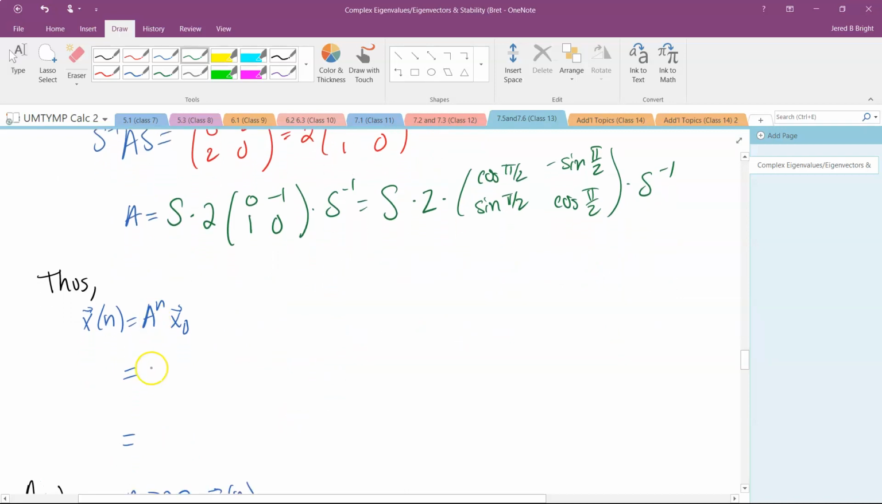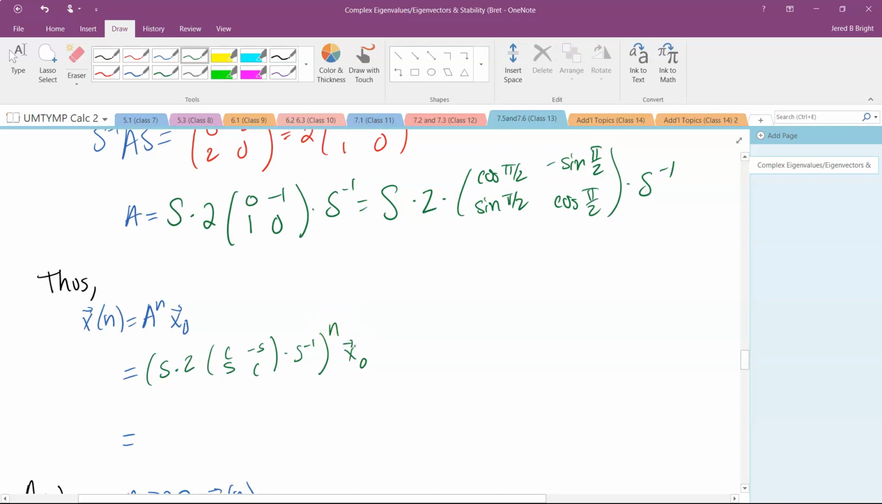Well, this is going to be, and I'm going to abbreviate here, S times 2, and then cosine sine minus sine cosine of pi over 2. I don't want to write it out. Times S inverse, right? All to the n, and then times x0. Okay. And so then you can do this.